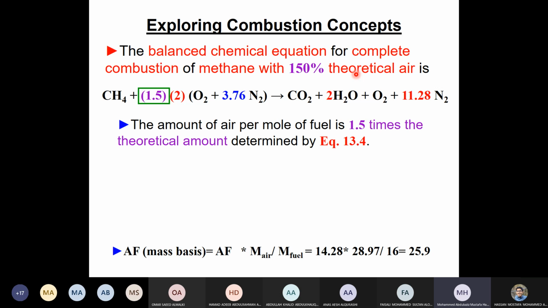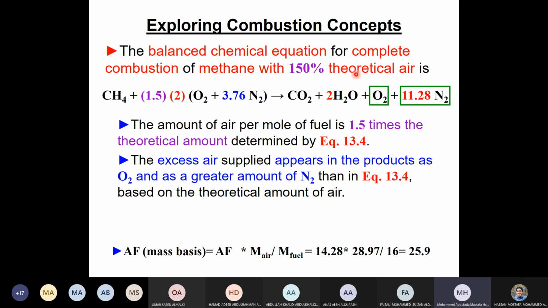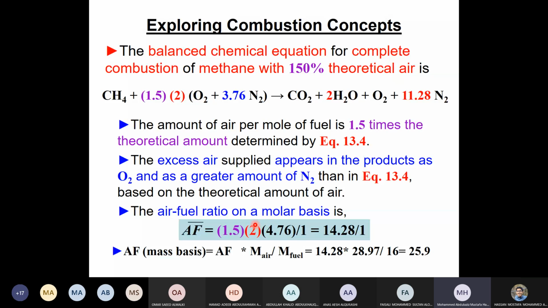So the amount of air per mole of fuel is 1.5. Now we can write the air to fuel ratio. This will be the amount of air, 1.5 multiplied by 2 multiplied by the number of moles of air. So this will give me the number of moles of air per 1 kilomole of fuel. If we want to change this to an air to fuel ratio by mass, we multiply by the molecular weight of air divided by the molecular weight of fuel. This will give us this value here. Okay, this is another example here.